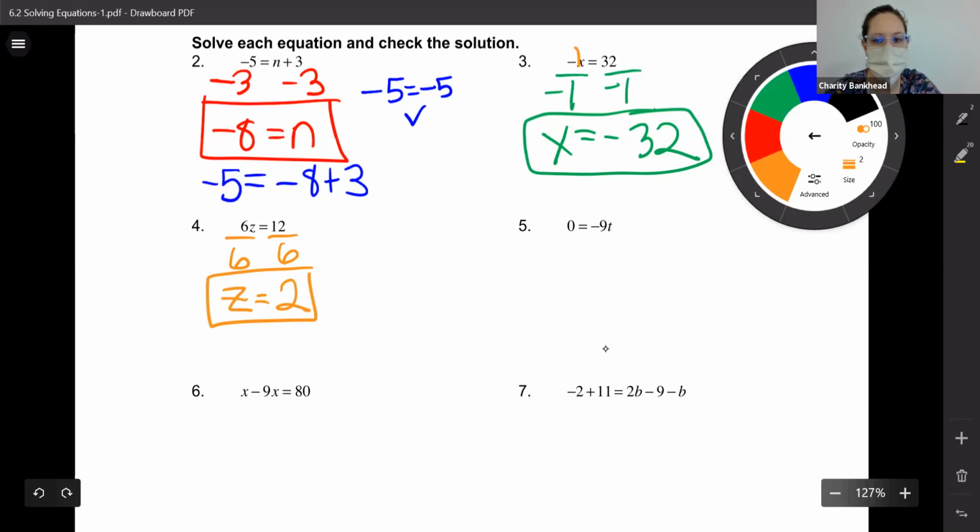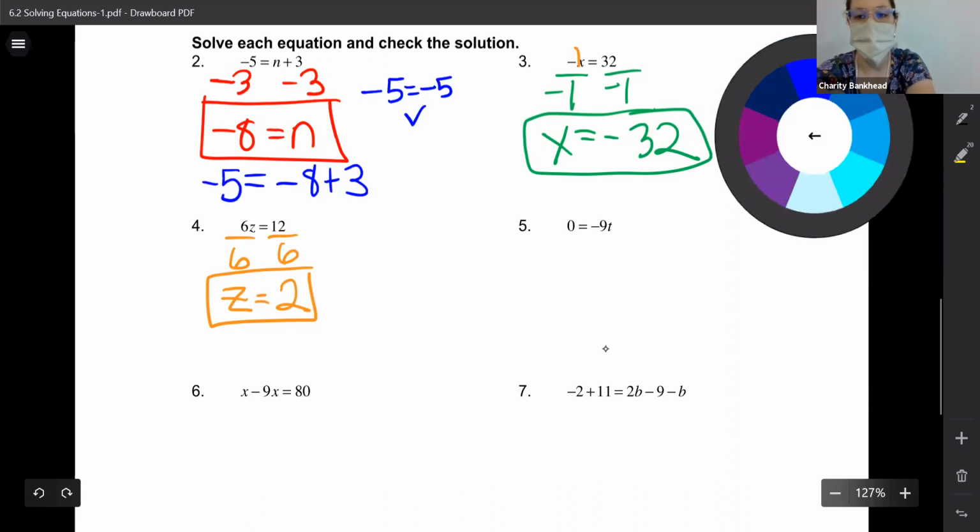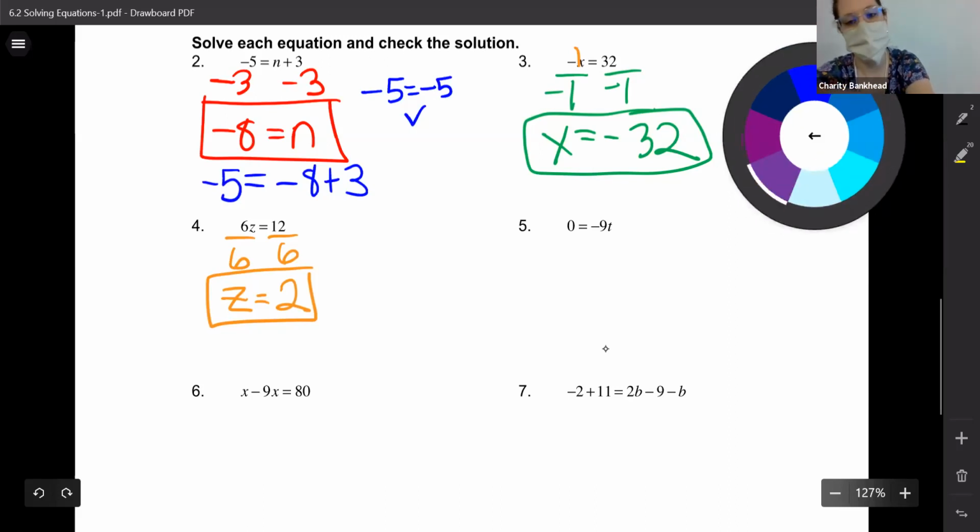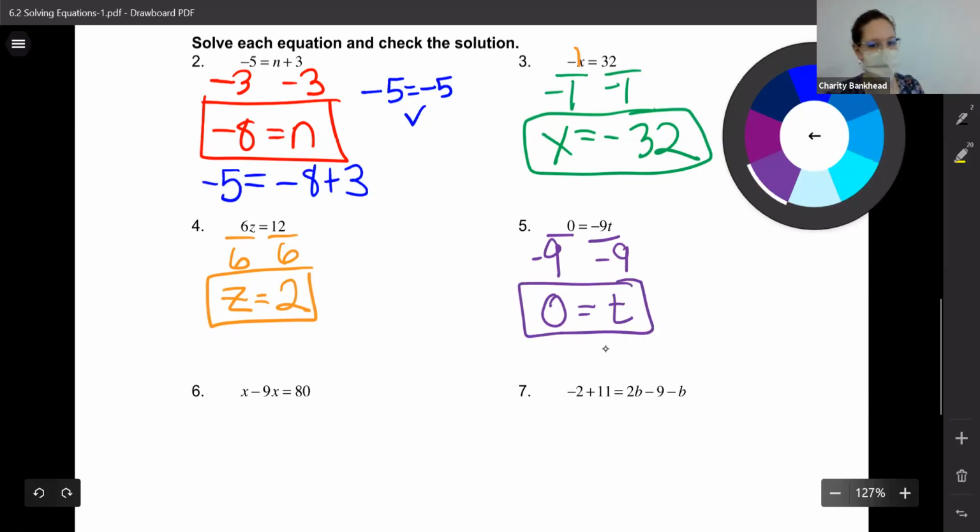Okay, number 5, 0 equals negative 9t. Right? So negative 9t means negative 9 times t. So the opposite of multiplying by negative 9 is dividing by negative 9. So I'm going to divide both sides by negative 9. So 0 divided by any number is still 0. And then the negative 9 cancels out. So 0 equals t. So that's our solution.